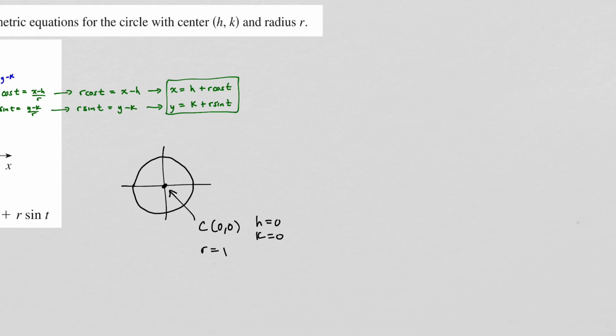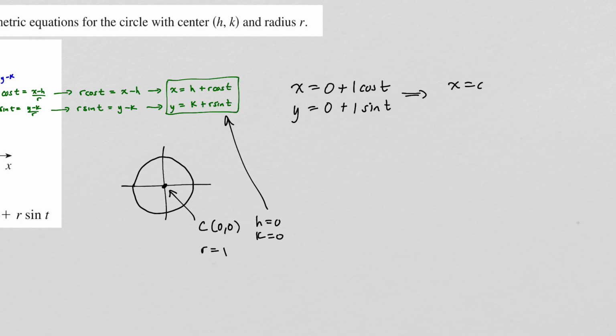And if we plug those quantities in, we would get x is equal to 0 plus 1 cosine of t, and y is equal to 0 plus 1 sine of t, or in other words, x is equal to cosine of t, and y is equal to sine of t, which of course is the first set of parametric equations that we use to describe the unit circle.